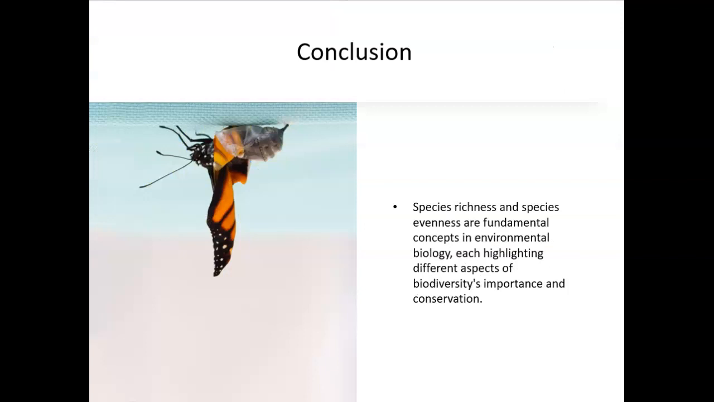Species richness and evenness are fundamental concepts in environmental biology, each highlighting different aspects of biodiversity, importance, and conservation.